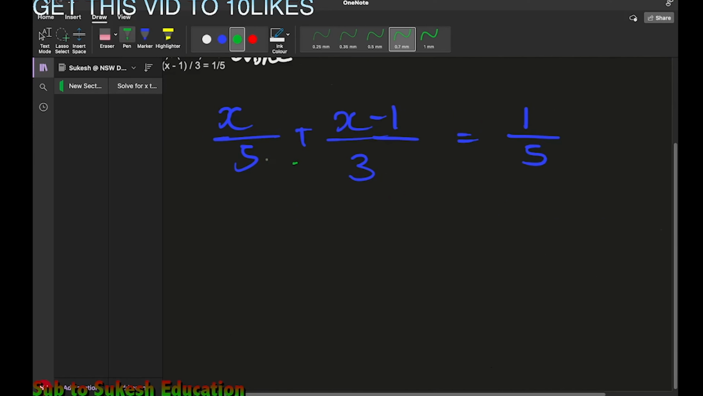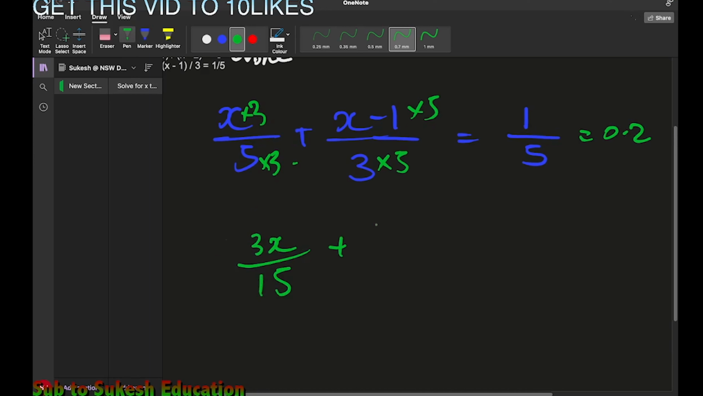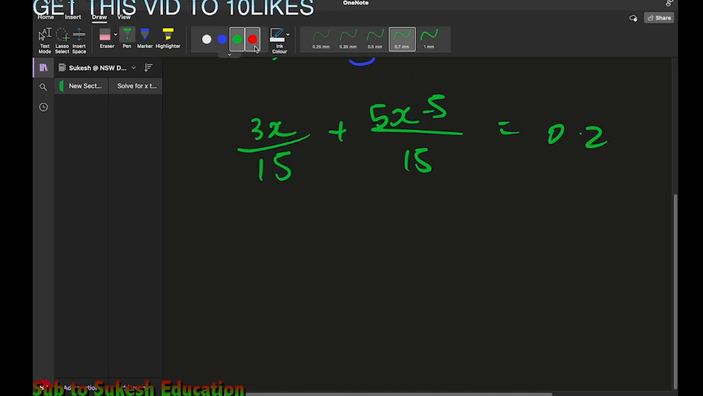Common denominator here is 15, so we can do times 3 and then times 5, and the same operations on both sides. And this is basically just equal to 0.2 because 1 over 5, right? So 3x, we're writing the new form, over 15 plus 5x minus 5 over 15 is equal to 0.2. So this is the new form.